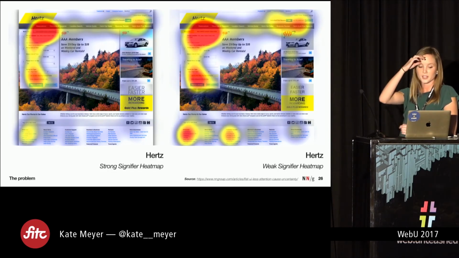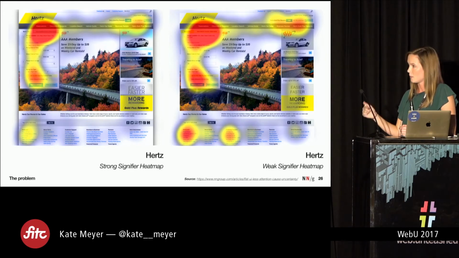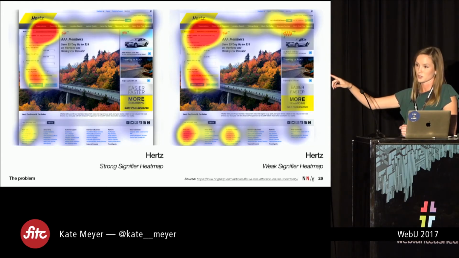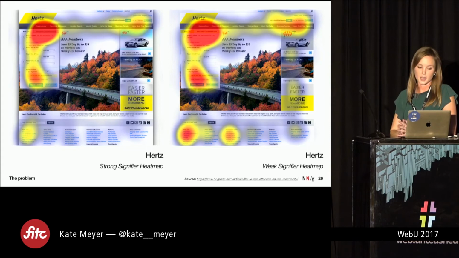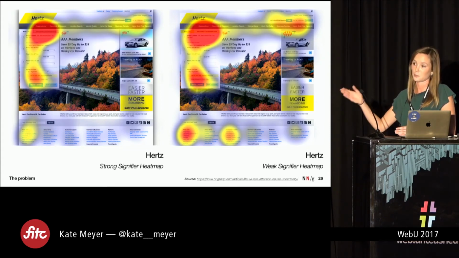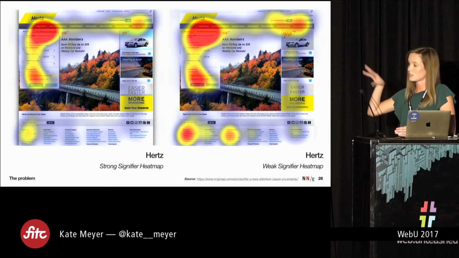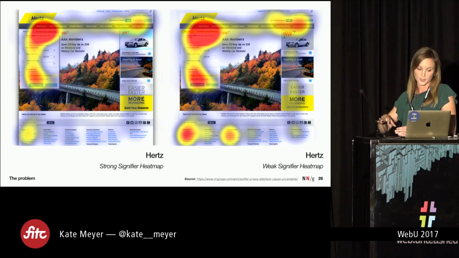And then when we compared the eye tracking heat maps, we started to see a pattern. This is the full page versions of the Hertz example that I showed you just a couple slides ago. Again, we have the strong signifier version on the left and the weak on the right. And what we started to see was that for 6 out of the 9 pairs that we tested, we saw differences in the heat maps. The heat maps were not the same when we compared them.